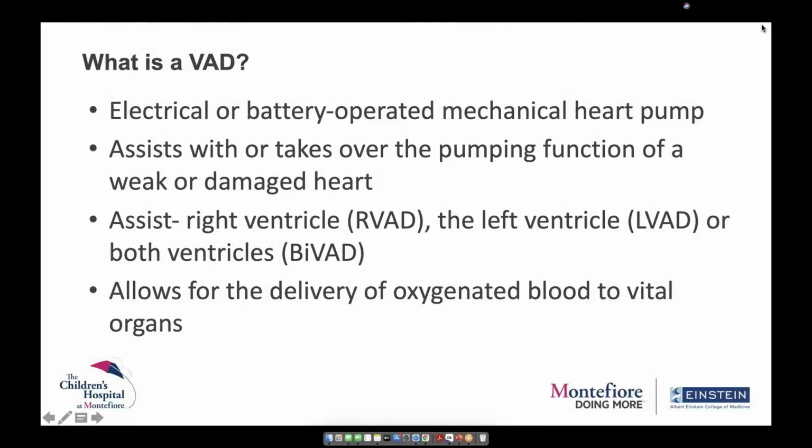Now we know that the heart has two ventricles or two sides. So a ventricular assist device can assist only the right side, when it's called an RVAD or a right ventricular assist device, can assist only the left side, or an LVAD. And sometimes we can have two VADs in the same patient and it assists both ventricles and we call it a BiVAD, biventricular assist devices. It allows for delivery of the oxygenated blood to vital organs.